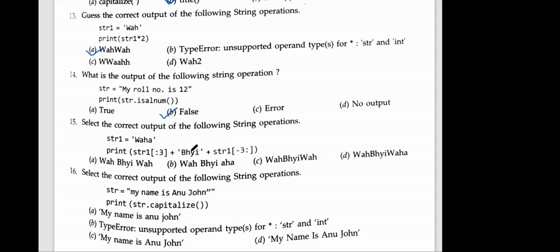B. Okay, if we see this, what you have to understand over here is that we are saying from starting till 3, means 3 will be excluded. So 0, 1 and 2. WAH plus BHYI. And then STR1 from -3 till end. So -1, -2, -3 means from A till end. A till end means all this AHA. So therefore answer will be B.